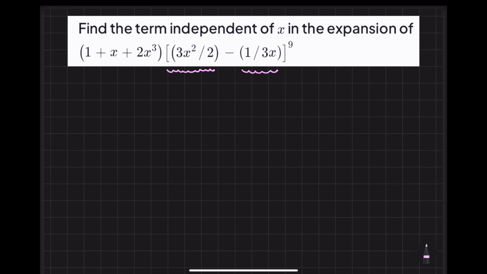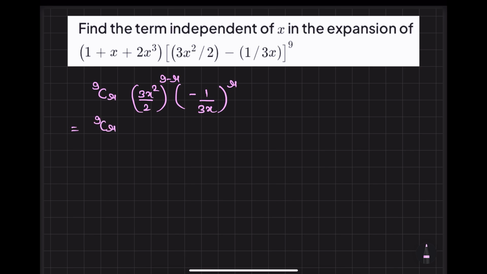So what I will do, I will first try to manipulate the second team. Okay, so I am assuming that the rth term, which will have lower subscript r, will contribute in the fight. So let's try to manipulate. So 9Cr, then we have 3x square by 2, and we have minus of 1 by 3x. This will carry power r and this will carry power 9 minus r. Slowly we will segregate the constants and the variables.